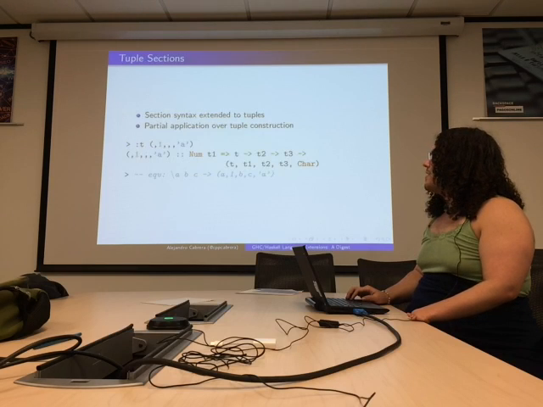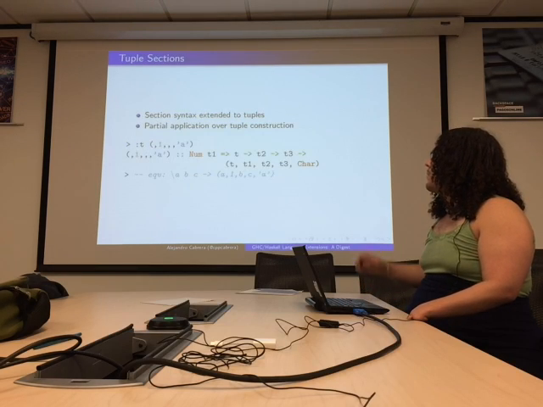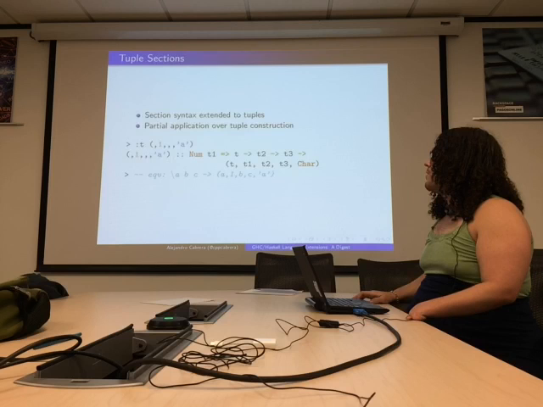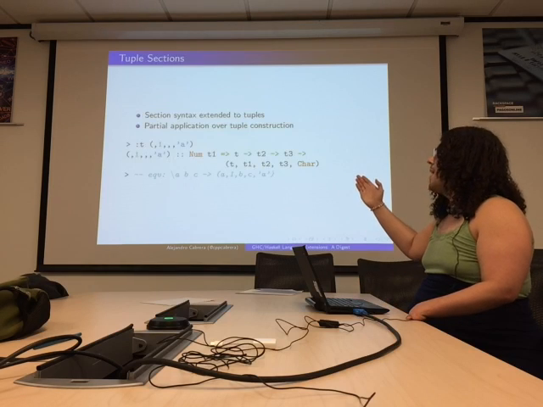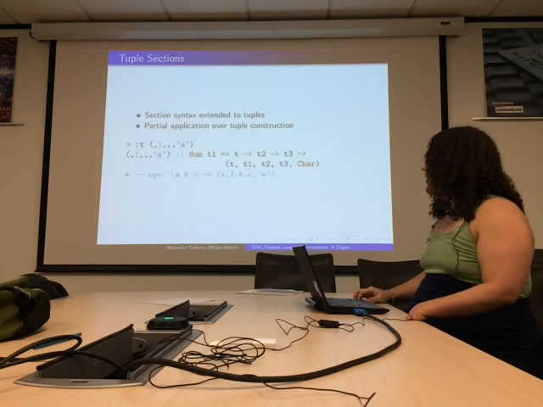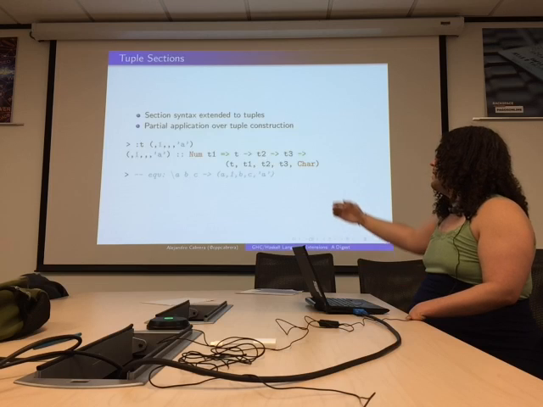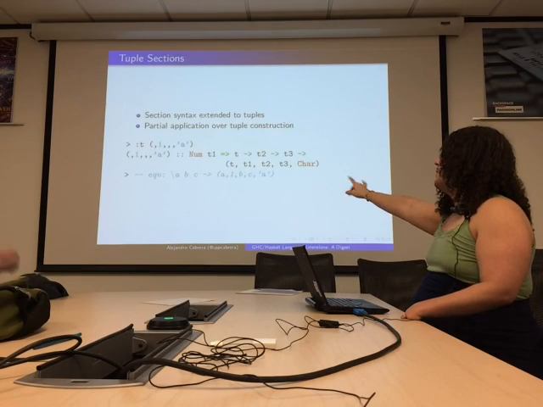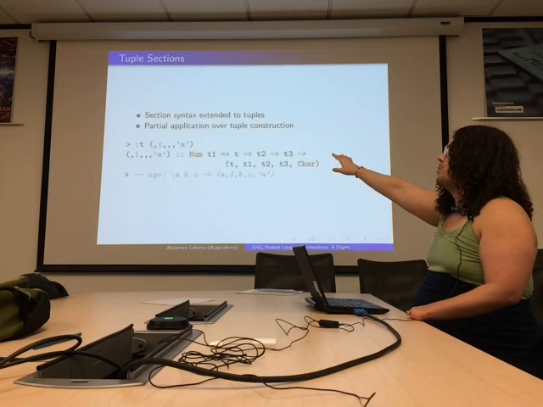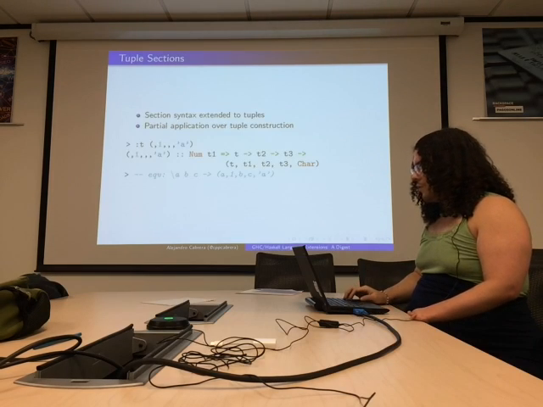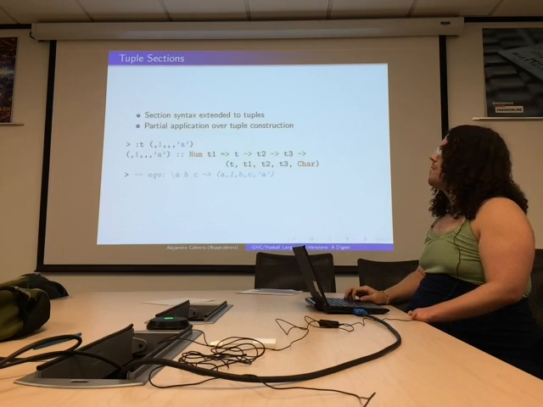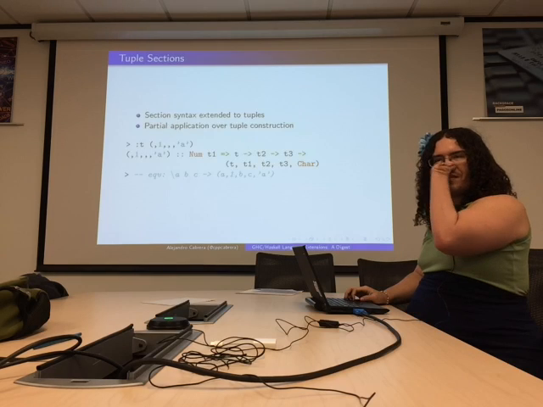So tuple sections, you get partial application over tuple construction. So you can do something like that. And equivalently in Haskell 2010, you would pass a lambda expression with an A, B, and C that fills in the places that would have been holes otherwise. So just kind of nifty. Does everyone see what's happening here?